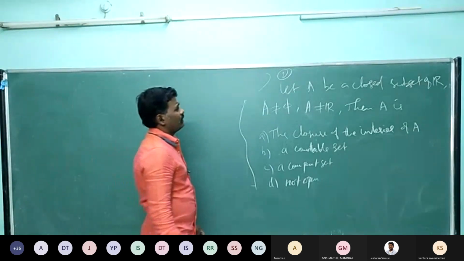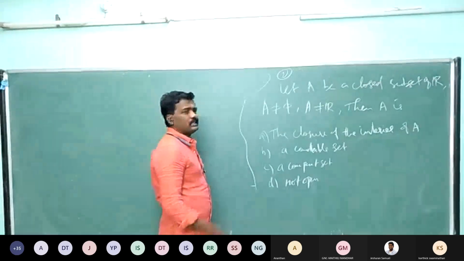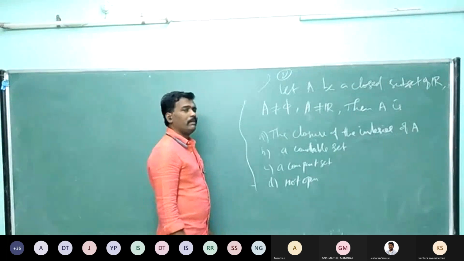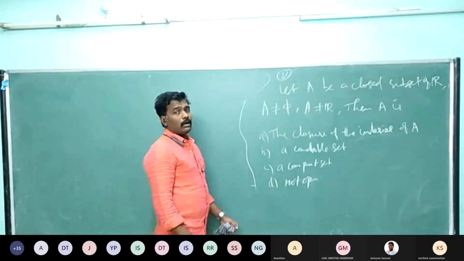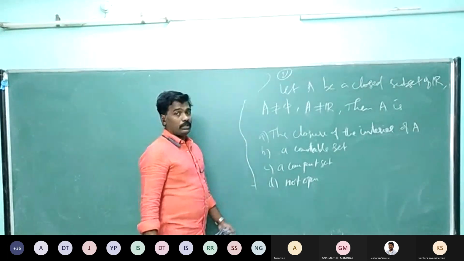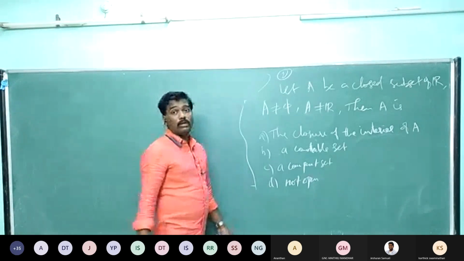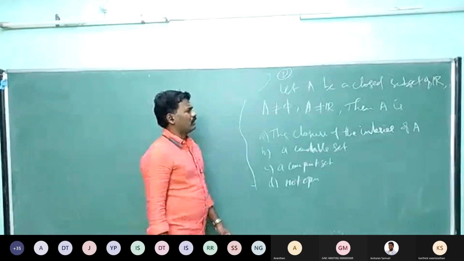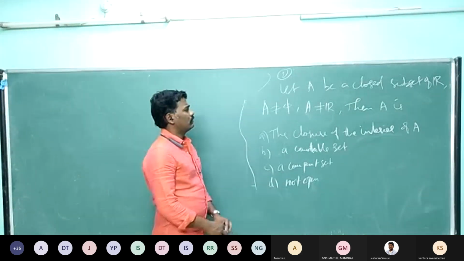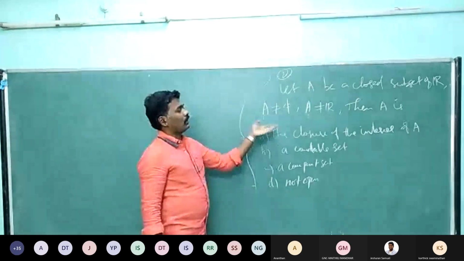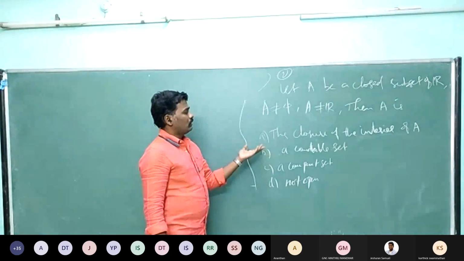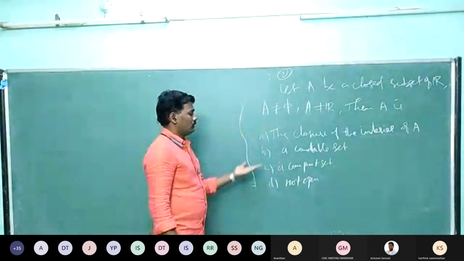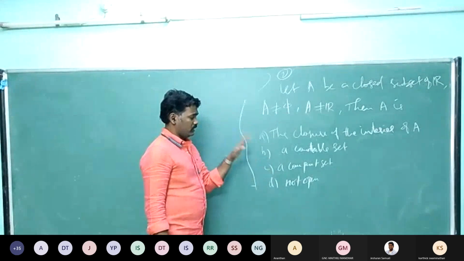So what is the given statement? Let A be a closed subset of R. Just a random closed subset. We don't know. It could be a closed interval, or a bounded closed interval, or an unbounded closed interval. Just say A is a closed set. That's all. Then A is the closure of the interior of A, A is countable, A is compact, A is not open.